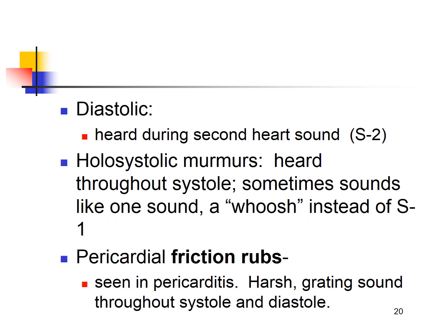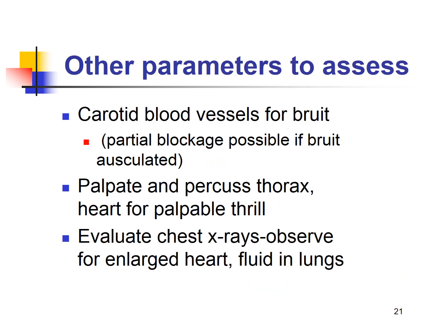And then you have holosystolic murmurs, which are heard throughout systole and sometimes sound like a whoosh instead of an S1, right? And then you have pericardial friction rubs. These are seen in people that have pericarditis. You hear a harsh grinding sound throughout systole and diastole. So again, for your level, what you want to do is just know the normal and call for help when you hear something that is not normal. Next slide.